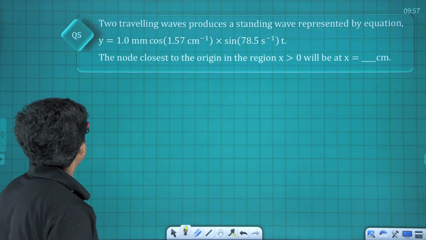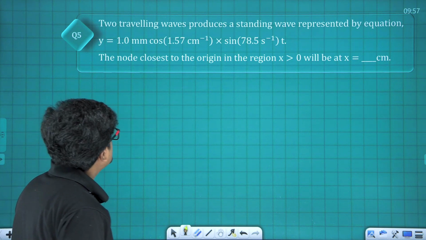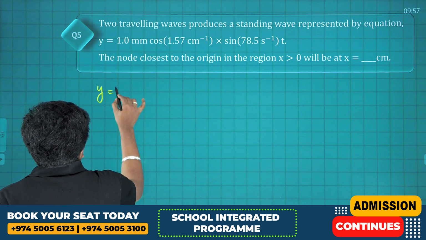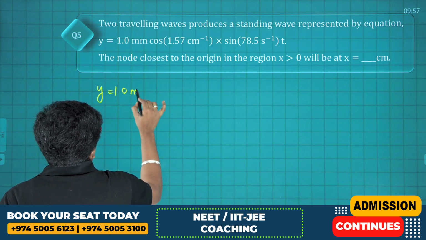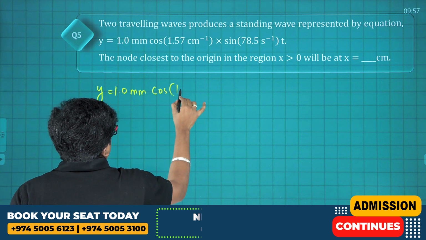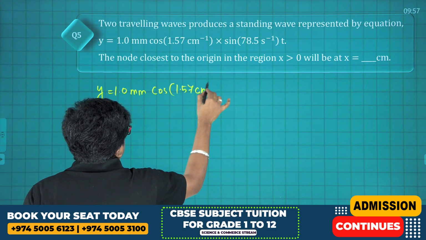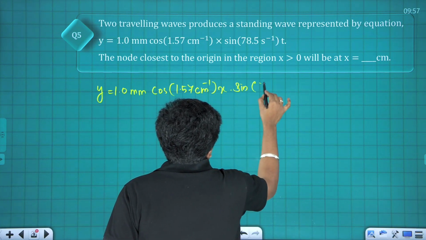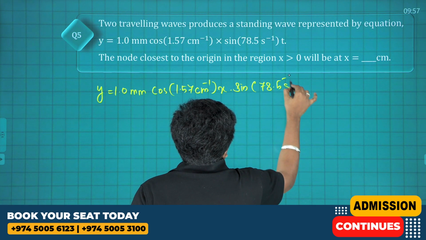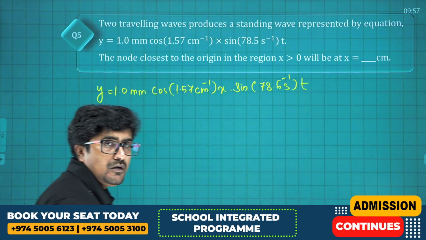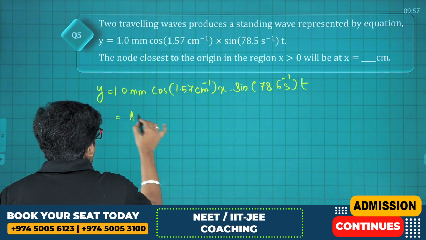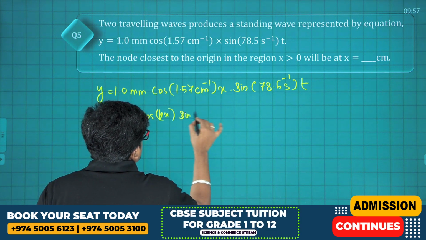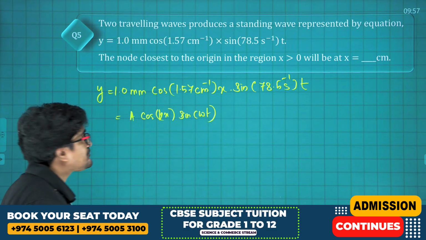Now let's move to the next, that is question number 5. Two traveling waves produce a standing wave represented by the equation y equals 1.0 millimeter into cos of 1.57 per centimeter times x into sine of 78.5 per second into t. This can be compared with the relation a cos of kx into sine of omega times t.